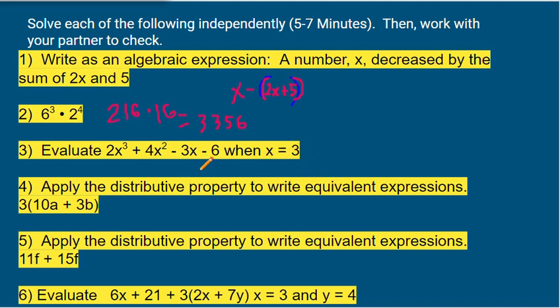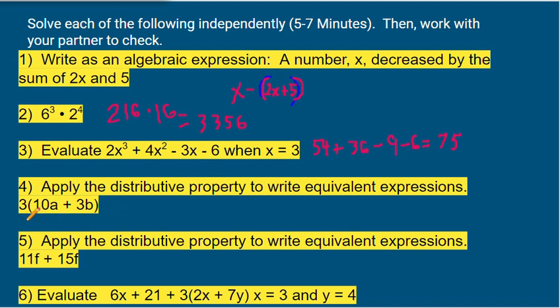All right, now we have to put in 3 for each of these. So 3 to the 3rd power, 3 times 3 is 9, times 3 is 27, 27 times 2 is 54. And then 4 times 3 squared. 3 squared would be 9, times 4 is 36. 3 times 3 is 9. And then minus 6. So 54 plus 36 gives us 90. 90 minus 9 gives us 81. 81 minus 6 gives us 75.